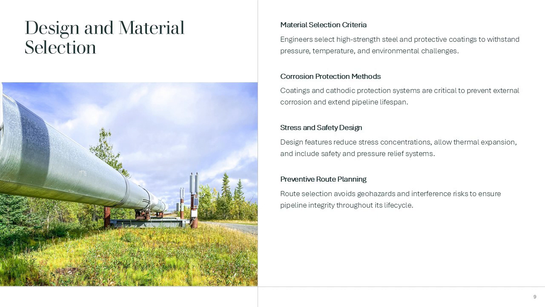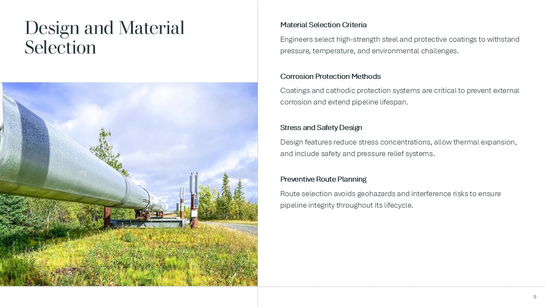Design should incorporate features that minimize stress concentrations and allow for thermal expansion. Additionally, implementing redundant safety systems and pressure relief mechanisms enhances reliability. Preventive strategies also include route selection to avoid geohazards and areas prone to third-party interference.